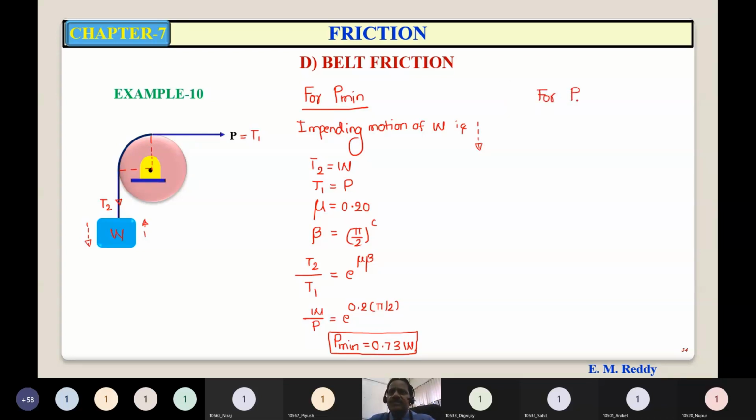Now for P maximum, maximum value of P, impending motion of W is upwards. So W is impending its motion upwards. So this horizontal portion of the rope tends to move towards right. So the tension in the direction of impending motion becomes now T2. So T2 is P, the tension in the direction of impending motion for maximum. Other side tension, T1, is W. Mu is same, 0.2. Lap angle is also same.